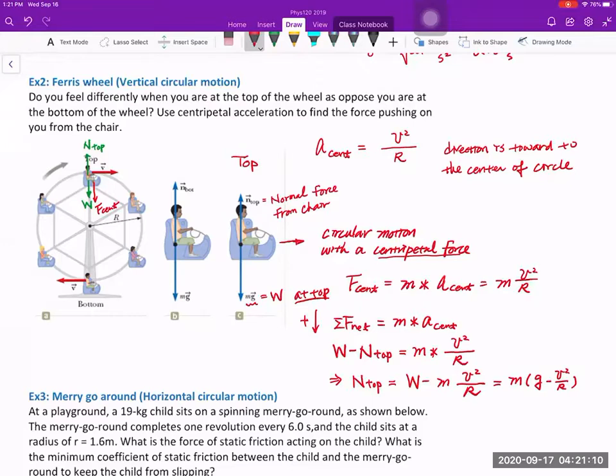When you're at the bottom, it's going to feel differently. What is that? So let's look at the bottom situation. This is you at the bottom. Again, you have the weight, and weight doesn't change, right? Weight is just equal to mass times g. Do you feel differently? If you feel differently, the N at the bottom, which is this normal force here, should be different. And if you look at the picture, it looks longer.